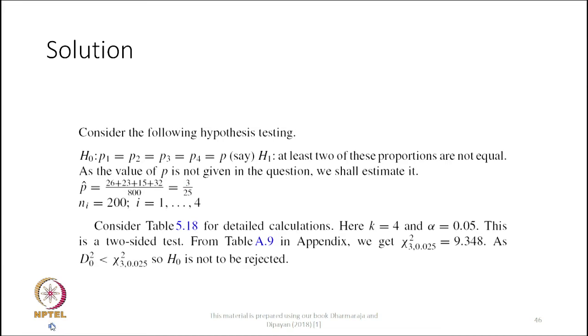Since we have 4 proportions, we make a null hypothesis that all the proportions are the same, say p, and then we estimate that p also. The alternate hypothesis is obviously the negation of the null hypothesis, and then you find the test statistic value, identify the point at which the right tail probability is alpha by 2, and check whether it is in the critical region or not. In this problem it is not in the critical region, therefore you are not able to reject the null hypothesis.